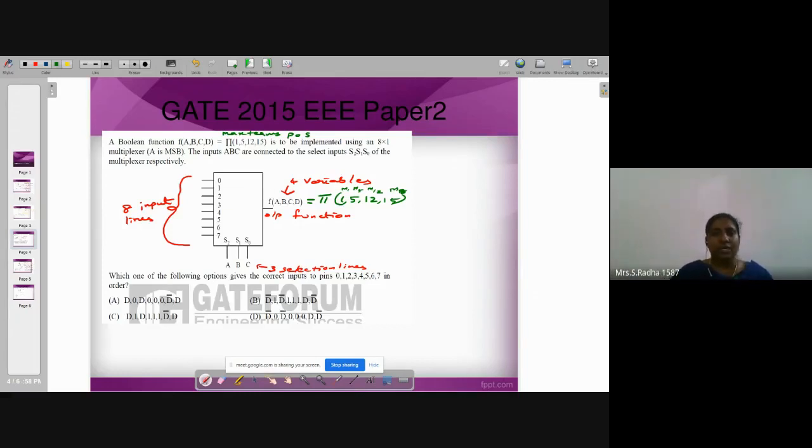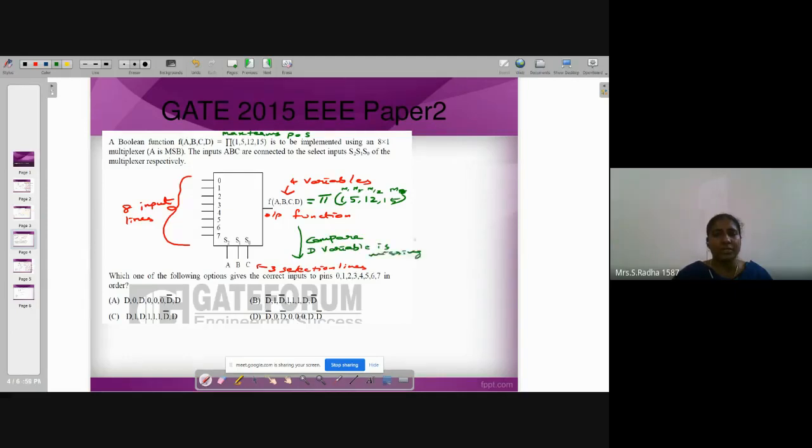And if you see, you start writing the lines. You are converting, you see the selection lines A, B, C are present in the selection lines, D is missing. If you compare the output function with the selection lines, the D variable is missing in the selection line.